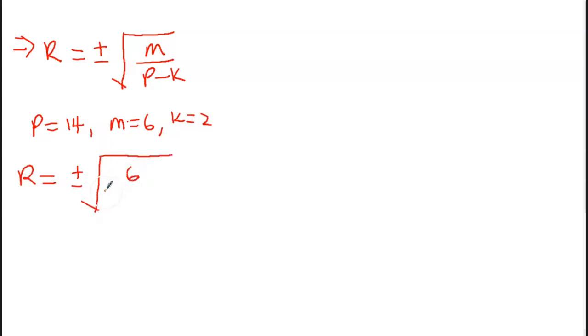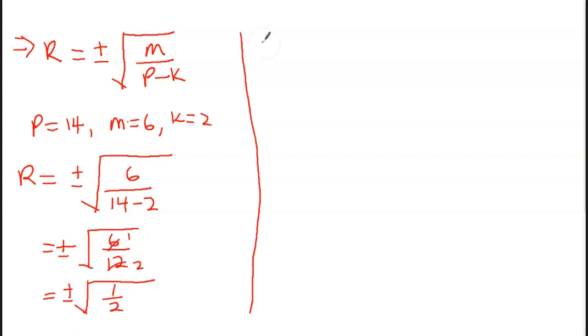The second part, we have been given some values of the variables involved. So we know P is equal to 14, M is equal to 6, and then K is equal to 2. Our R now becomes plus or minus square root of M over P minus K, with M 6 and P 14, this is equal to plus or minus square root of 6 over 14 minus 2, giving us 12, so plus or minus square root of 6 over 12, which is 1 on 2, giving us 0.701707.